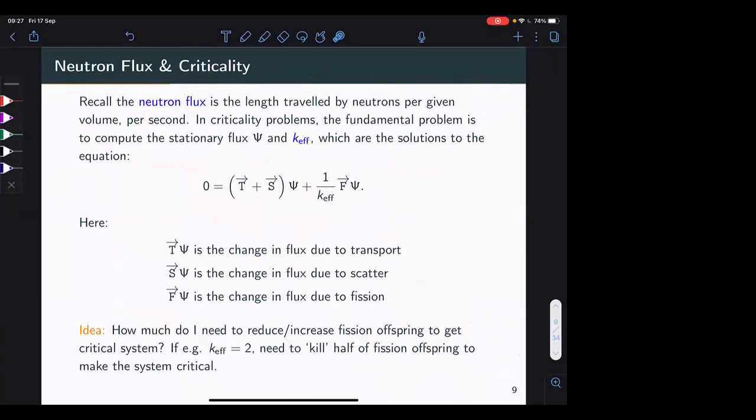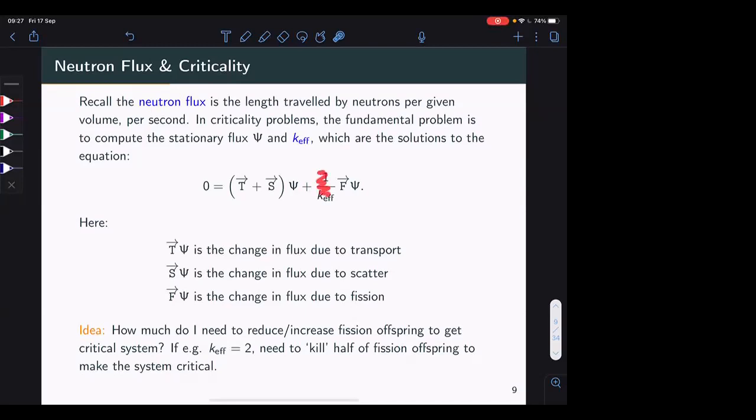we basically have our flux, which you can think of as being similar to the probability density of neutrons. From a stochastic perspective, you can think of this as some sort of probability density of where particles are. There's a slight difference, but it's not far off. And we want to look at reactors, or we want to solve a criticality problem.